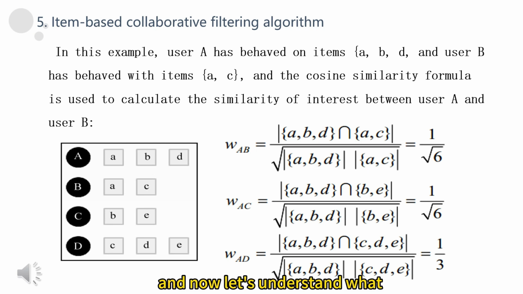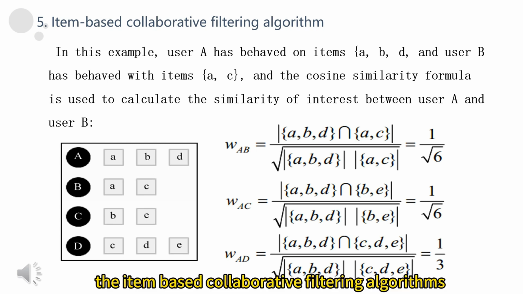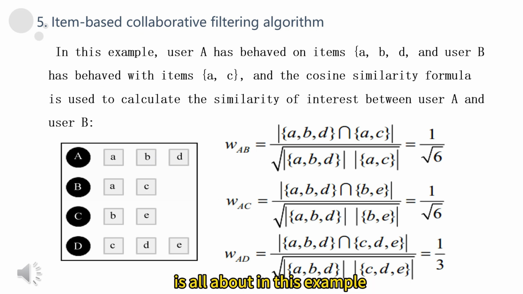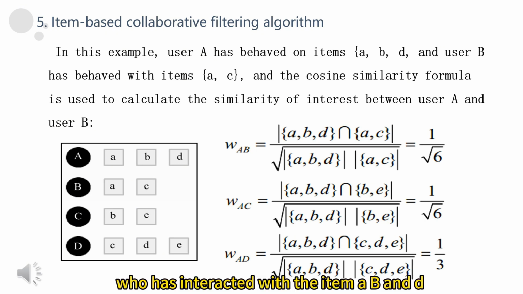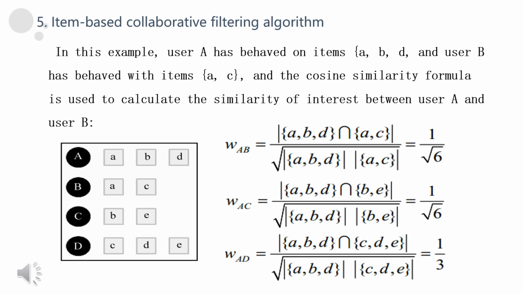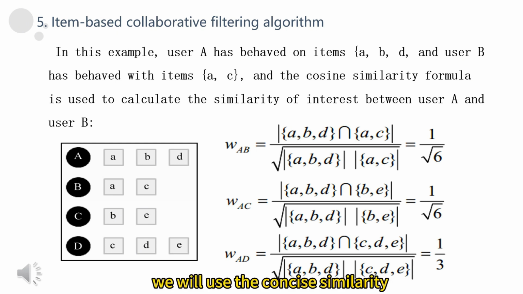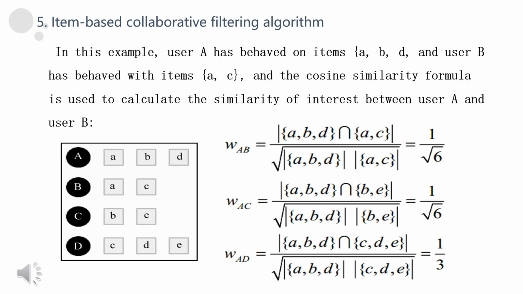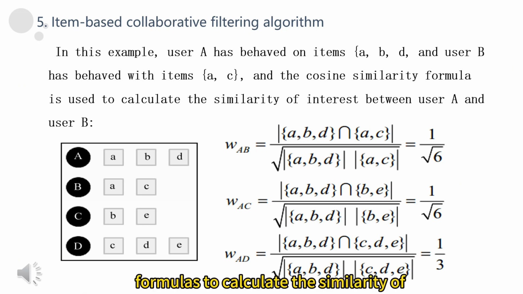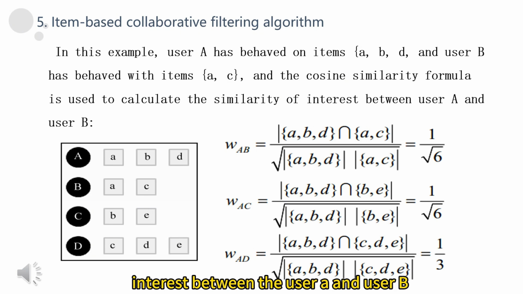And now let's understand what the user-based collaborative filtering algorithm is all about. In this example, let's consider user A, who has interacted with the items A, B, and D, and user B, who has interacted with items A and C. We will use the cosine similarity formula to calculate the similarity of interest between user A and user B.